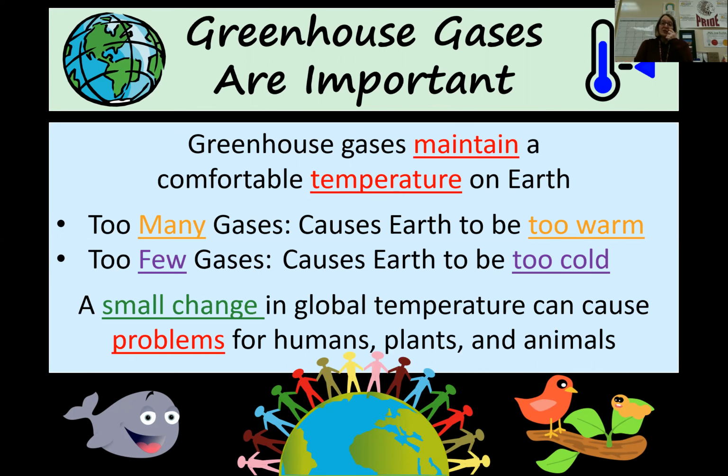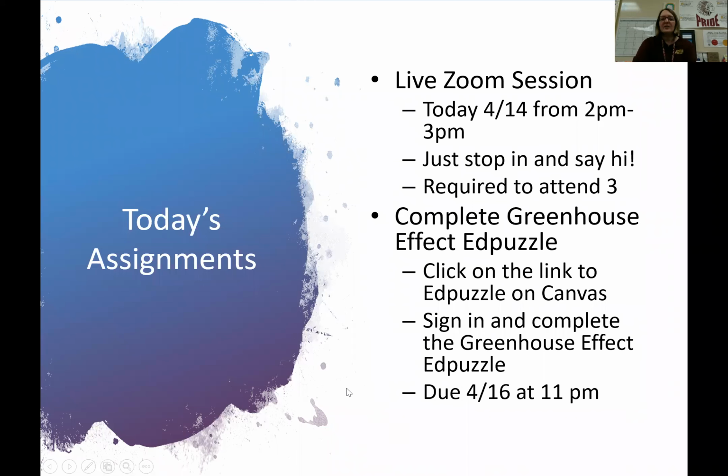A small change in global temperature, I'm not talking about day to day because we see changes. We can go from being 36 to being 65. We're looking at overall global temperatures. And the amount of energy it takes to change that is a lot. Having a small change in that can cause big problems, and we'll talk about those further. All right, so that is our introduction into what the greenhouse effect is and greenhouse gases.